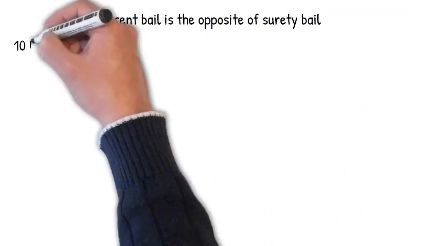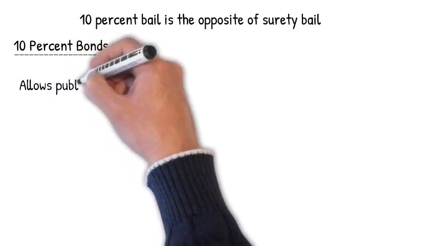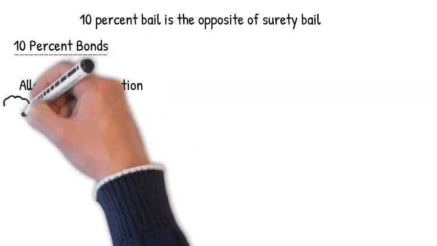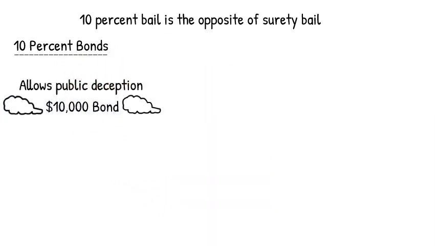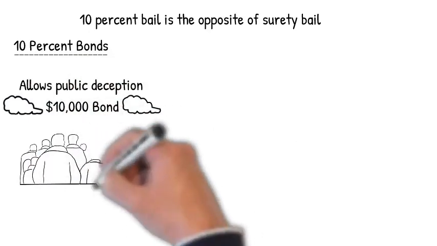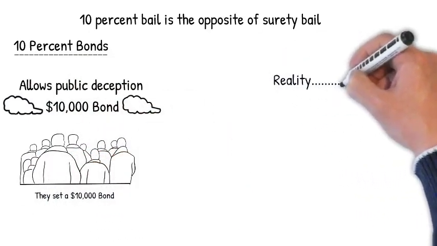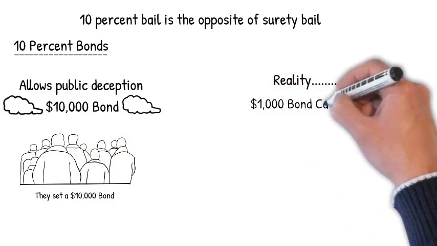There's a big difference between the two types of bonds that we're going to talk about today: a 10% bond and a surety bond. A 10% bond basically gives a bond amount, like say a $10,000 bond that's only $10,000 in name only. The people see that and they think, it's a $10,000 bond. The reality is that people only have to pay $1,000 to get that person out.